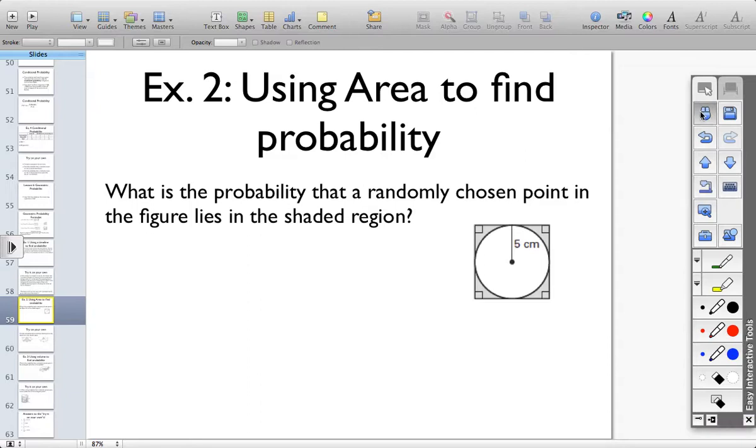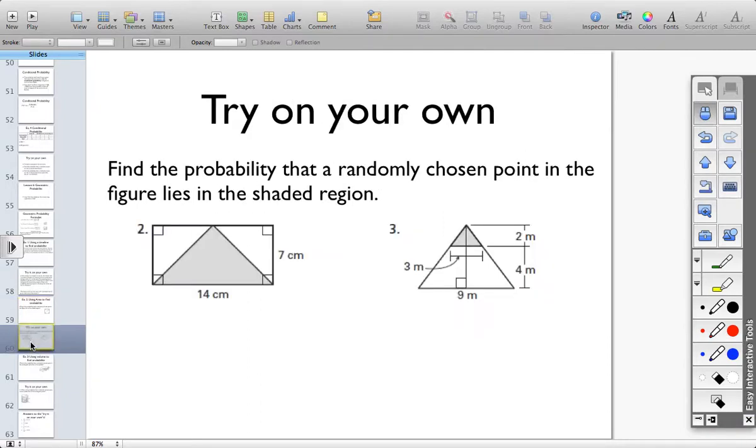Let's take a look at the next example questions. So try these two problems on your own. Again, the formula for area of a triangle is in your textbook if you don't remember it. Pause as long as necessary to solve the two problems, and when you're ready, hit play to continue.